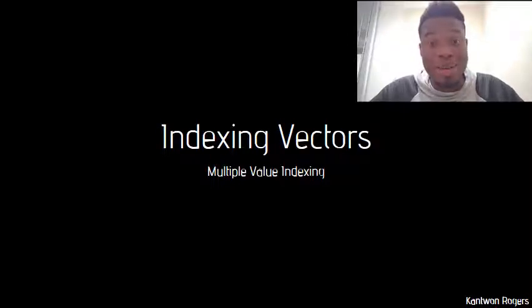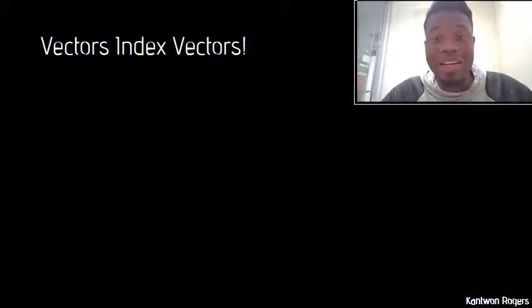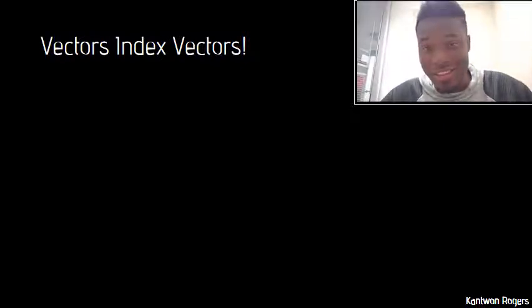In this video, we're going to talk about indexing vectors. Specifically, we're going to talk about indexing or accessing multiple positions or indices inside of a vector at once. So the main concept of indexing multiple positions at once is we provide MATLAB with a list of indices that we want to access. In this case, a list of our indices is actually going to be held inside of a vector. So we're going to be using a vector of indices to index a vector.